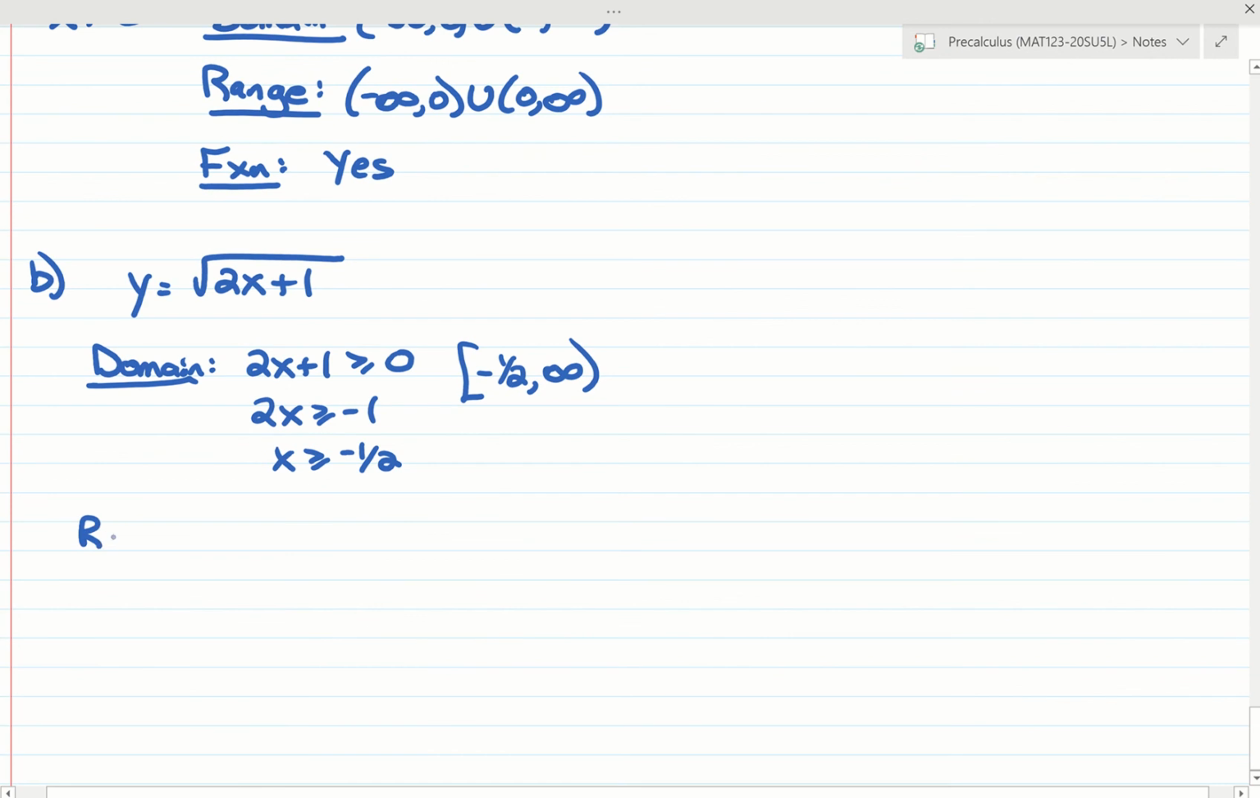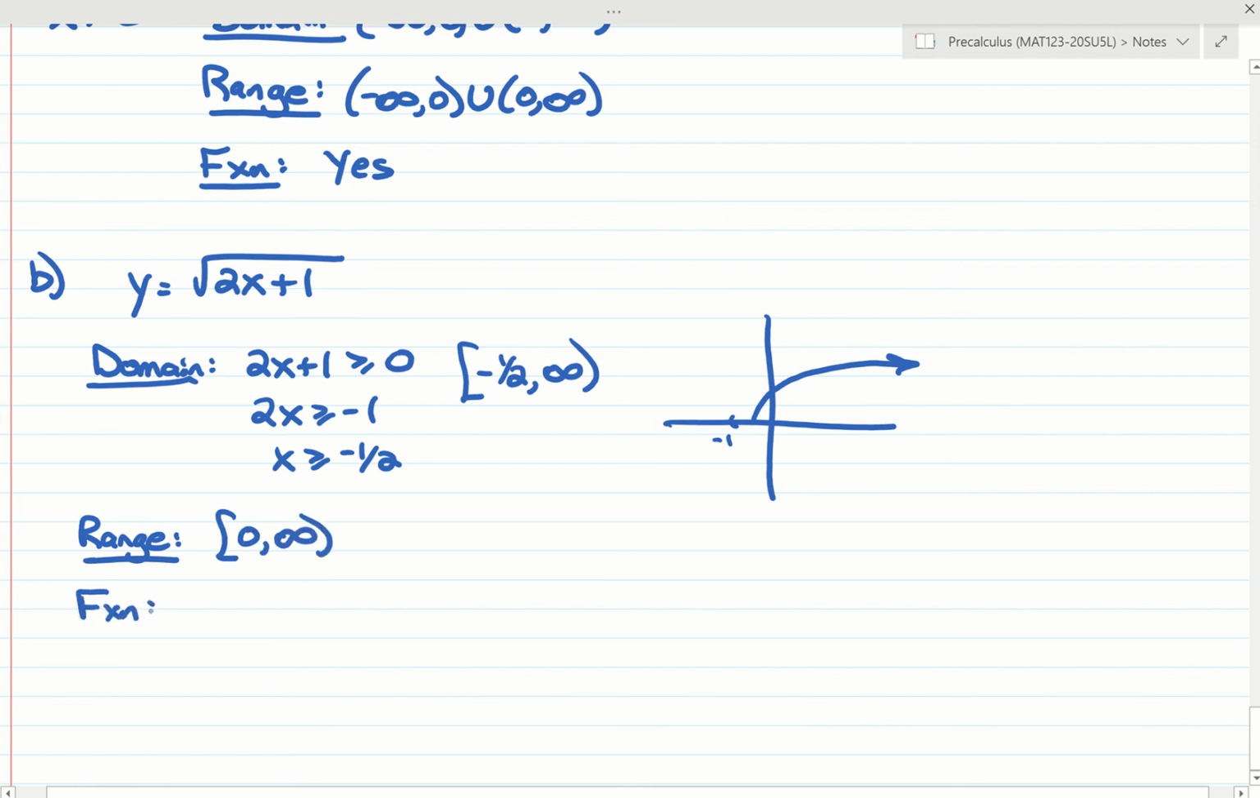As far as what the range of this would look like, we'll learn about these kinds of graphs a little bit later on. This graph looks just like our regular square root graph, except it's a little stretched and it's moved to the left a little bit. It's moved to the left actually half a unit. The graph would look something like this. So from looking at the graph, it looks like the range would be from 0 to positive infinity, and it is a function. Passes the vertical line test.